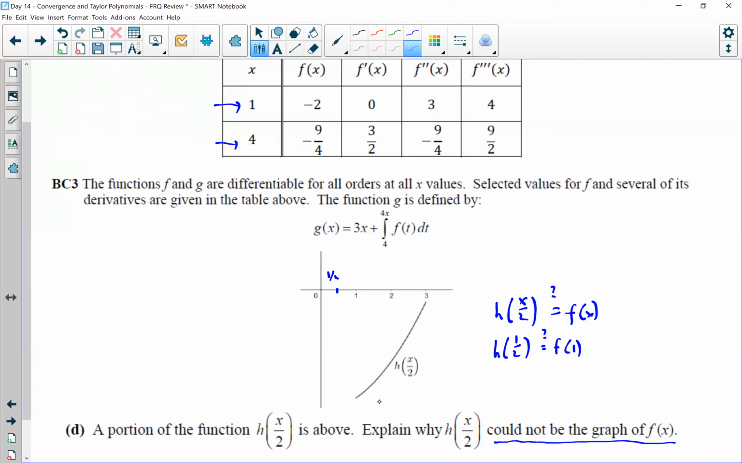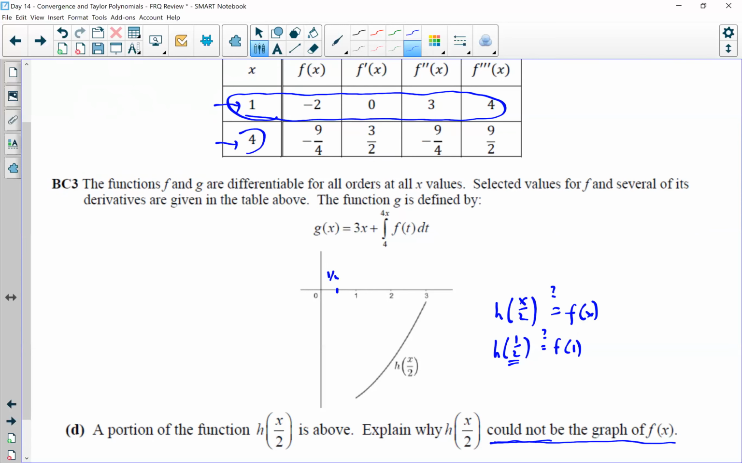It could be, who knows? They could match up. And it turns out h prime should match f prime, and the second derivative and third derivative. Well, there's no way to do that at x equals 1. There's no way to confirm or reject it, because all of those values inside for h become 1/2 values. And since we don't know what h is doing at 1/2, we don't know if it is the graph of f or not. So we can't say it cannot be the graph because we don't know. It could be, we don't know.